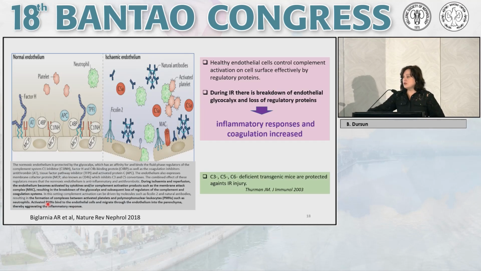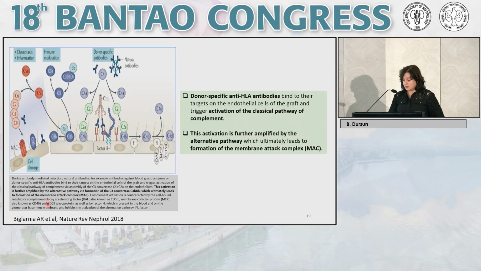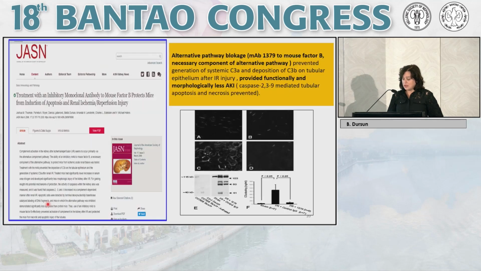During ischemic reperfusion, there is also breakdown of endothelial glycocalyx and loss of regulatory proteins, resulting in inflammatory responses and increased coagulation. C3, C5, and C6 depleted transgenic mice were all shown to be protected against ischemic reperfusion injury in animal models. In the setting of kidney transplantation, donor-specific anti-HLA antibodies bind to their targets on endothelial cells and activate the classical pathway of complement. And this activation is further amplified by the alternative pathway, ultimately leading to formation of the membrane attack complex.